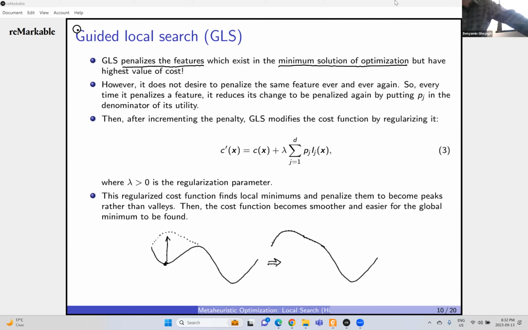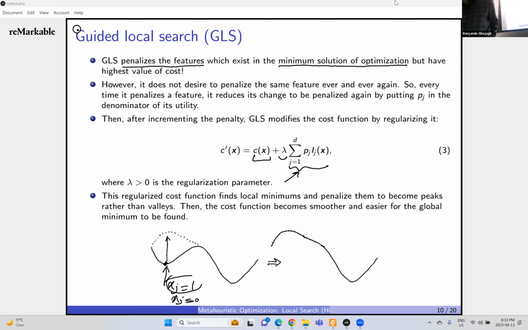Okay, and this penalization, I do it by regularization that I talked about in the preliminaries. So I have the actual cost, plus lambda as a regularization parameter times this. And what is this? Penalization of each of the features, j goes from 1 to D, which exist or which contribute to the local best, right? In this point, which is my local best, some of the xj's are 1, some of them are 0, right? Only for the ones which are 1, I penalize them.